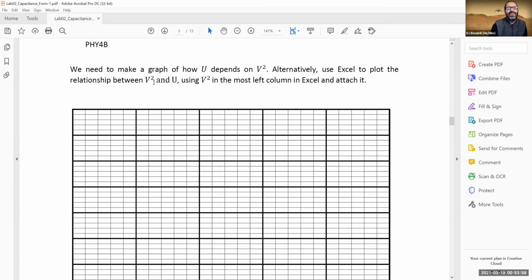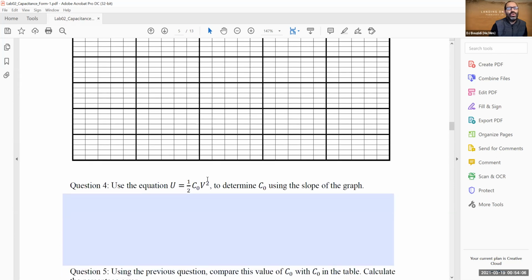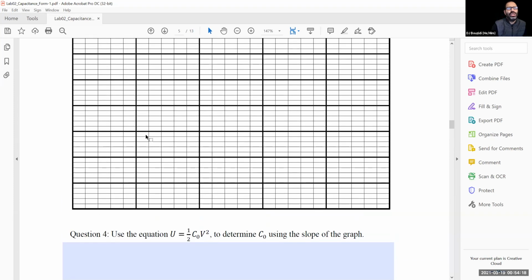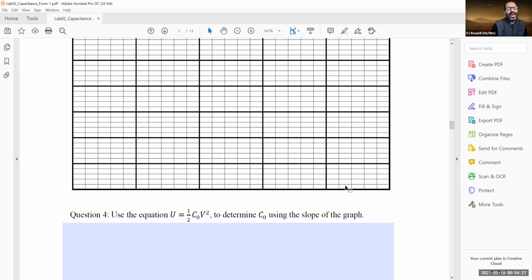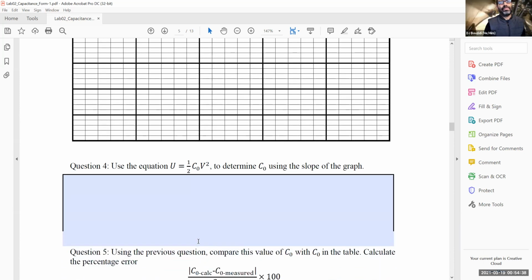So use Excel to plot V squared. You're using V squared in the leftmost column in Excel and attaching it. Since we know that U is equal to 1/2 C naught V squared, it should be a line. Determine C naught using the slope. If you find the slope of that function using either the slope function from Excel or the trend line fitting, with the y-axis as a function of the x-axis, that value is 1/2 of C naught. All you have to do is multiply it by 2, and that should be your C naught. Okay? So now you have another way of finding C naught from the data.